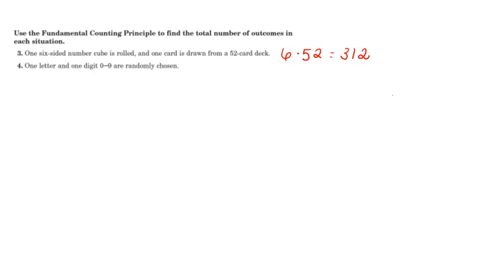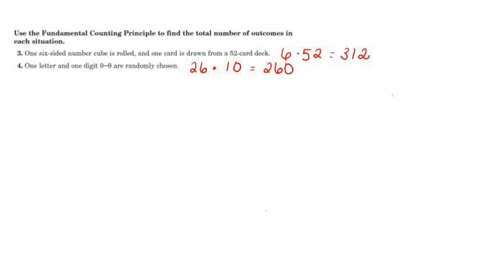Number 4, one letter and one digit from 0 to 9 are randomly chosen. So I could get an A and a 5, an F and a 0, a G and a 9. So what are the different combinations there? There's 26 letters in the alphabet times 10 digits. So that would give me 260 different choices.